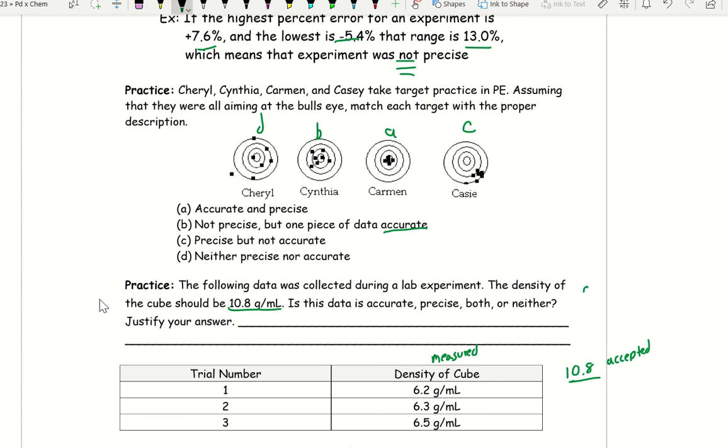And percent error will tell us how far away we are, and how precise and accurate. It's measured minus accepted over accepted. All right, and so we know the accepted is 10.8, so we just take these values. For example, 6.2 minus accepted, 10.8, and divided by our accepted value of 10.8.